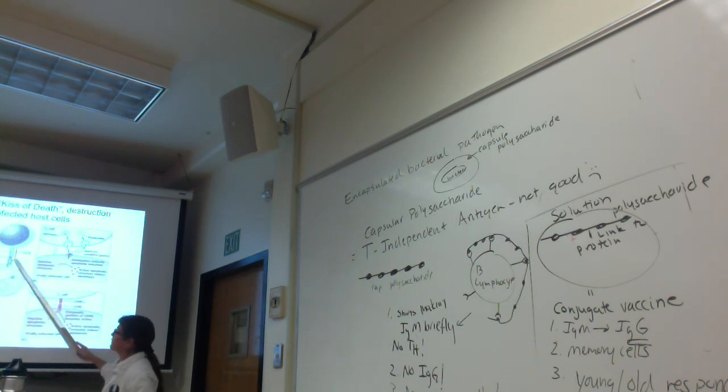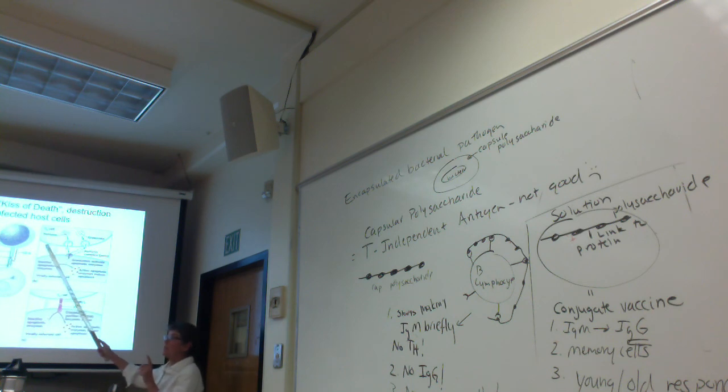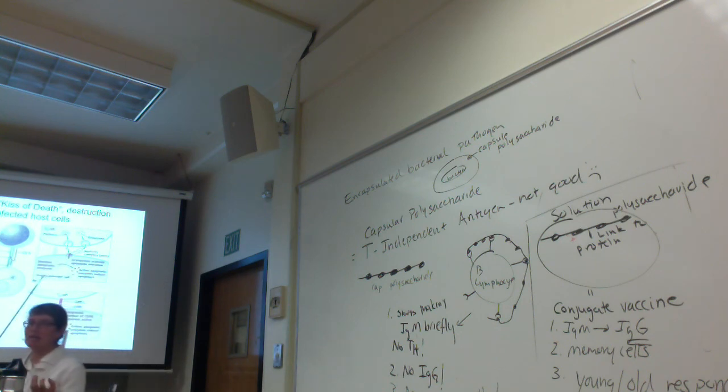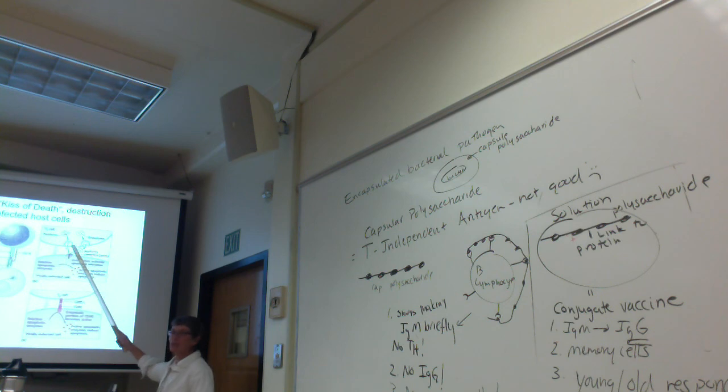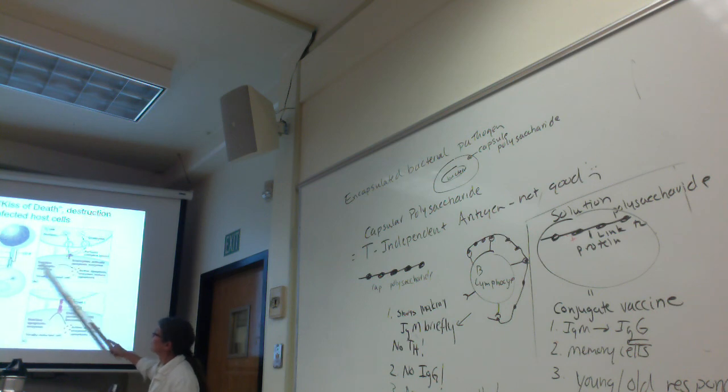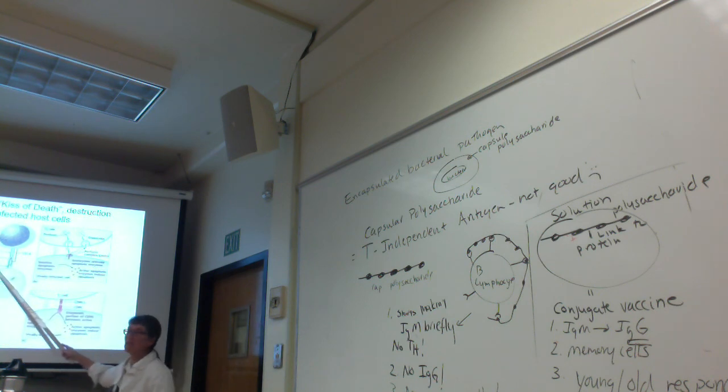It will bind to the viral antigen that's being presented on the surface of our cell. And then in response to binding the antigen and the T helper cytokines, it releases what they call the kiss of death. The kiss of death includes perforin. This is a lot like the membrane attack complex of complement. So perforin would insert into the cell membrane of the virus-infected cell. You might lyse it right off the bat.